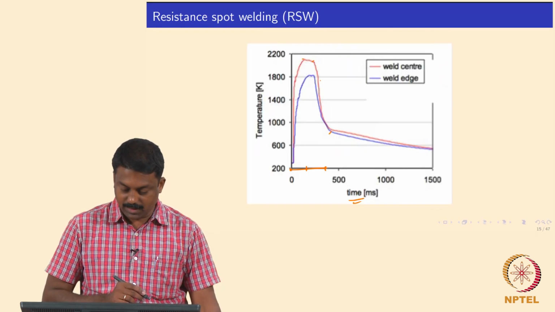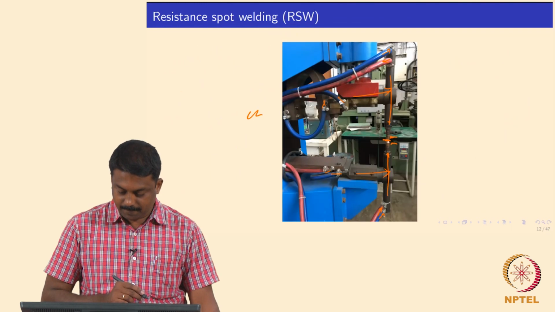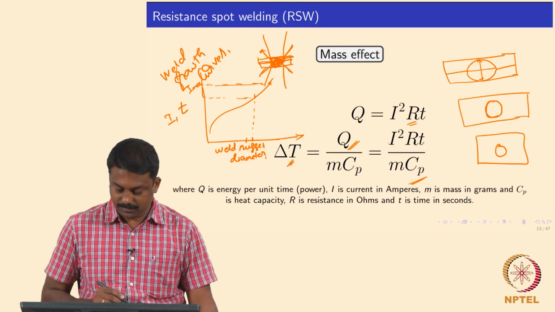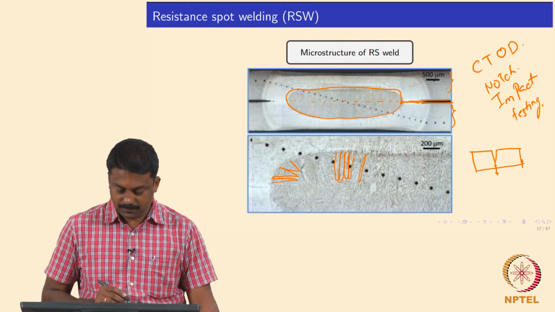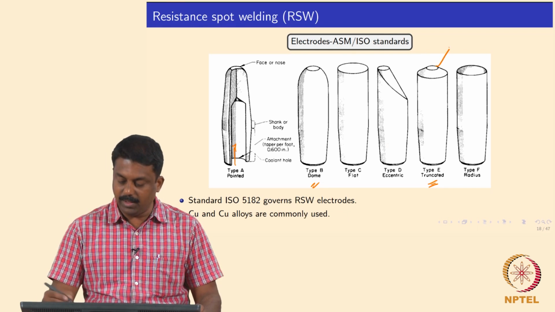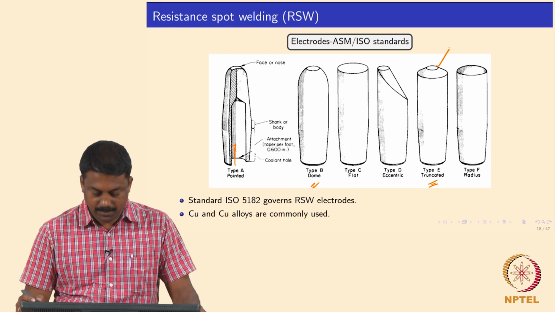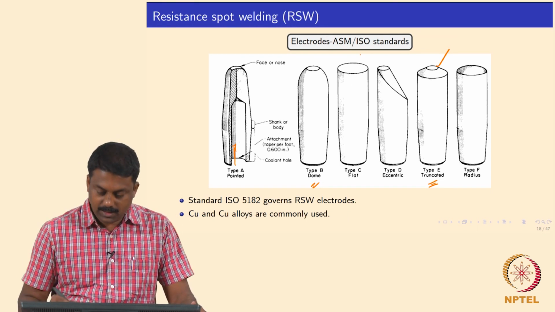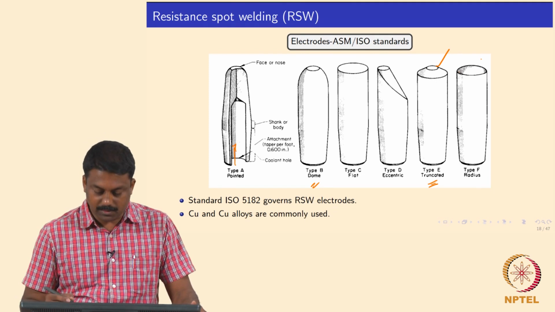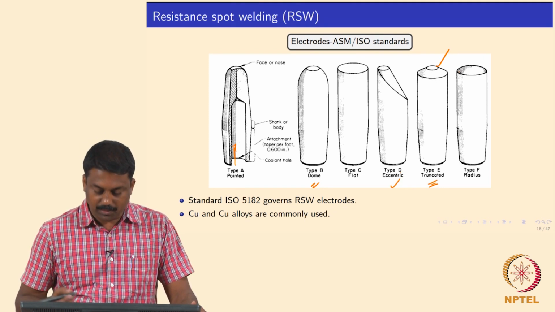Okay, so if you look at, so something like this. Okay, so you may also have a truncated type. This is also a very commonly used electrode. Okay, or flat, or even some with a concave radius. So it's also useful. Some eccentric electrodes.